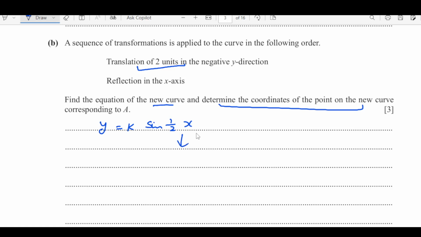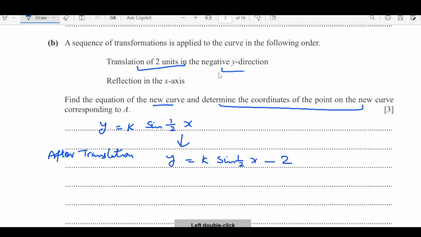So after translation of 2 units, this will become y equals k sine half x, which remains as it is, and translation of 2 in the negative y direction, so that is minus 2. Then there is a reflection in the x axis. So what happens in the reflection? In the reflection we are going to change this sign.